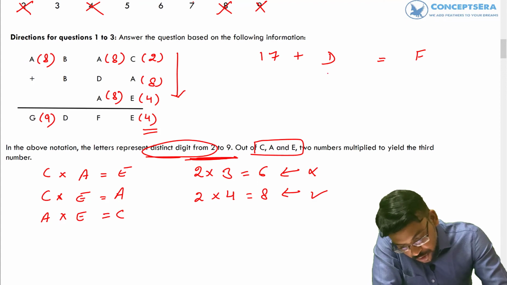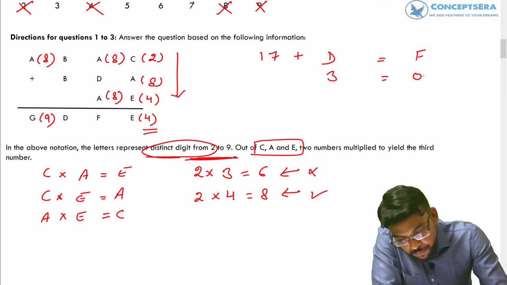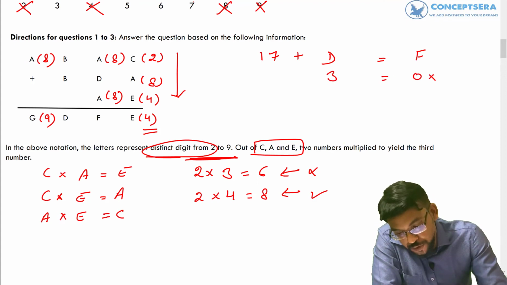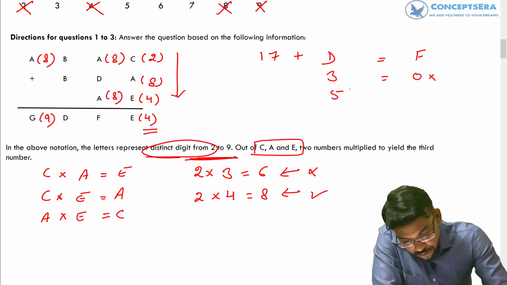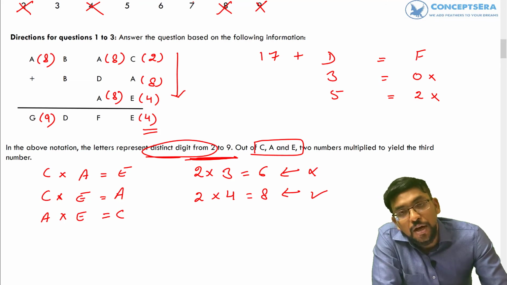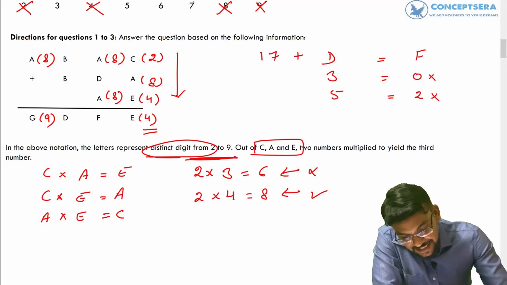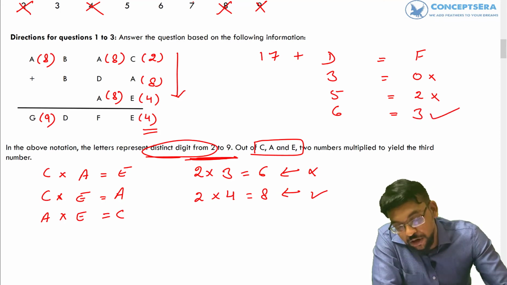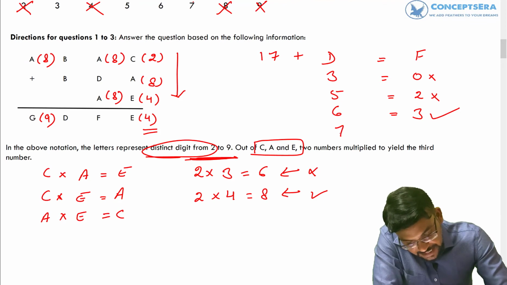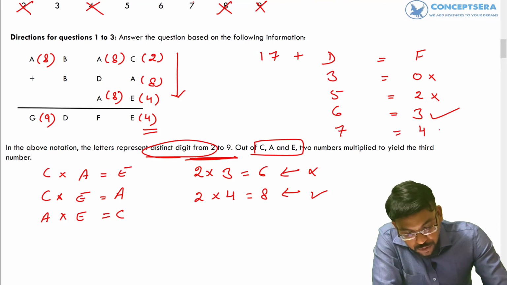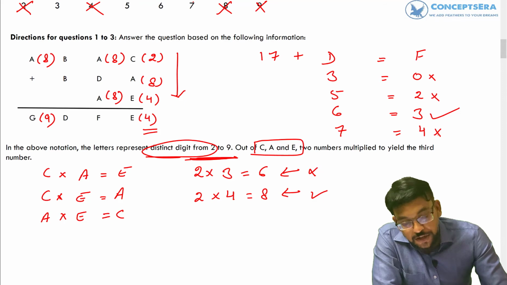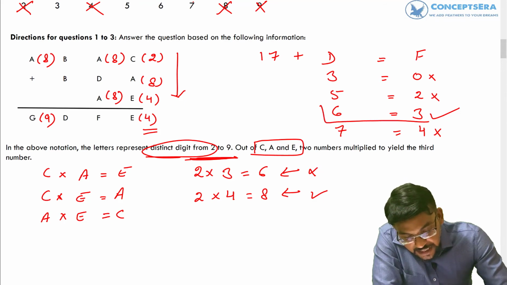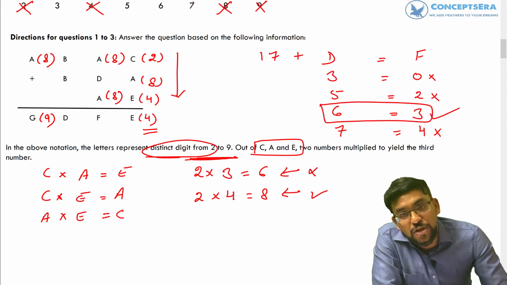So if we take D is equal to 3, in that case unit place comes out to be 0, which is not possible. If we take D is equal to 5, in that case unit place comes out to be 2, which is not possible because 2 is represented by C here. If we take 6 here, then unit place comes out to be 3, a possible case here because 3 is also there. And finally, if we take 7, it is equal to 4 in terms of unit place, which is not possible. So we can say from here, D is equal to 6 and F is equal to 3.